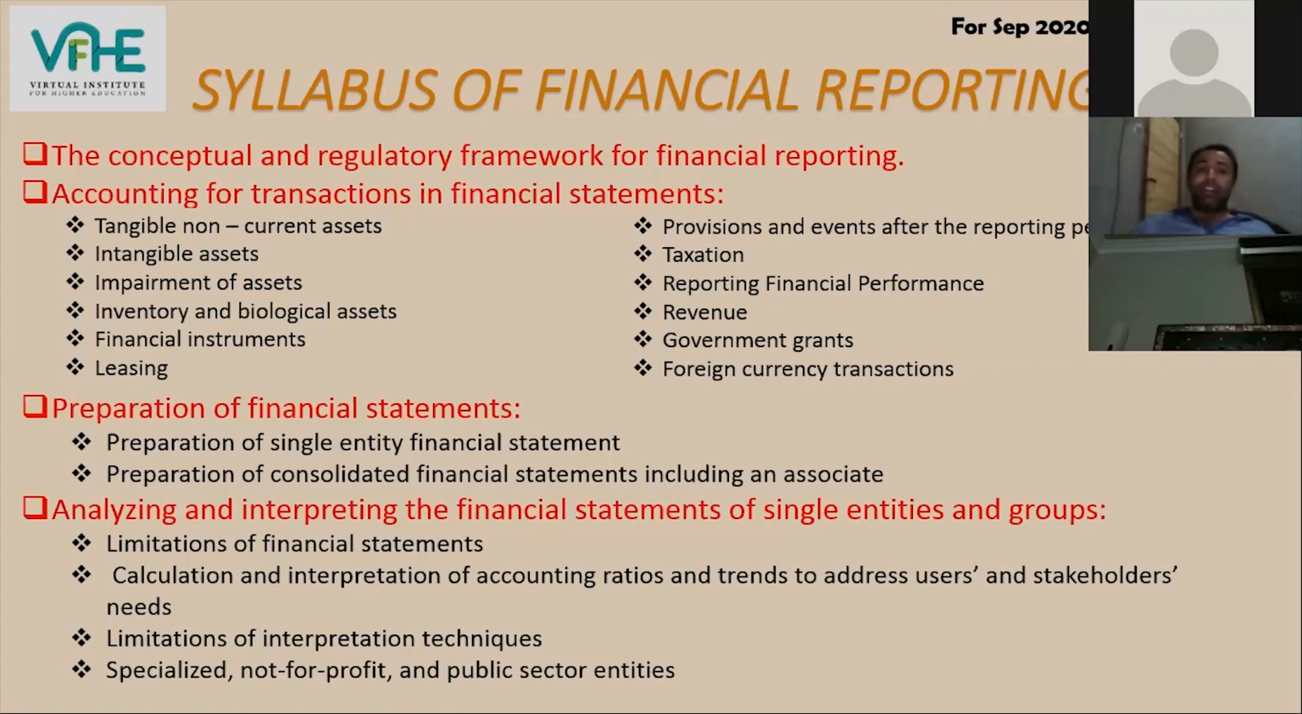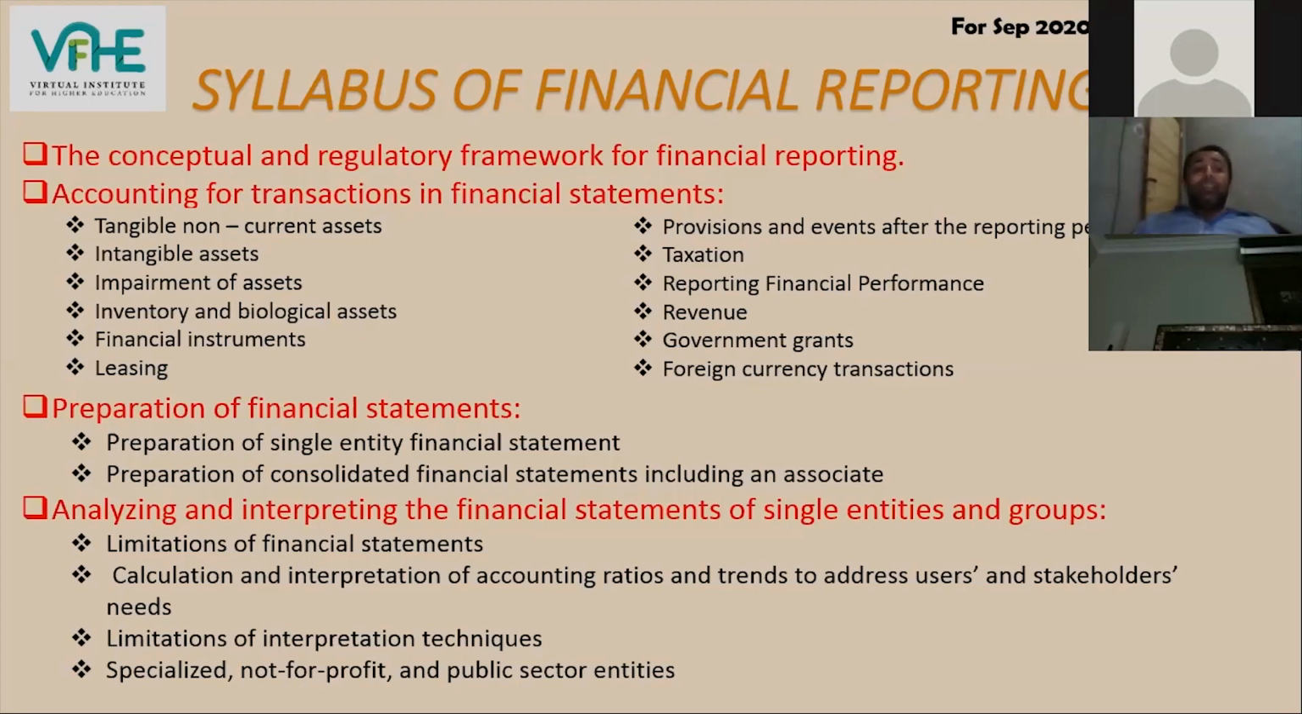Then inventory and biological assets. Inventory, you have studied in your previous subject, financial accounting. Over there, you got the basic knowledge about inventory, which is dealt with in IAS 2. As well as here, we are supposed to study the biological assets standard, which is IAS 41. Then financial instruments, there are a lot of standards, and one of the complex areas of our syllabus is financial instruments, IAS 32, IFRS 7, IFRS 9. Then leasing.